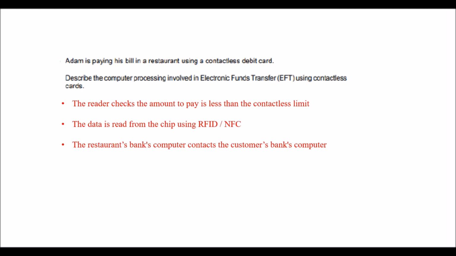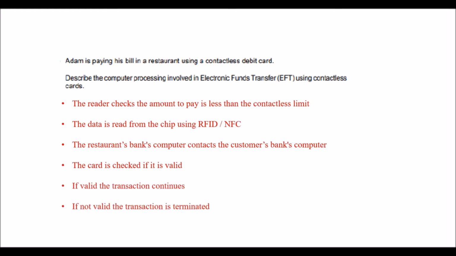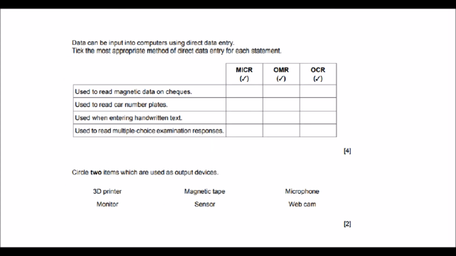The restaurant bank's computer contacts the customer bank. Then after that, the card is checked if the card is valid or not. If the card is valid, then the transaction will continue. If not, the transaction will be terminated and an authorization code is sent to the customer, so to authorize the transaction. Then the price of the meal is deducted from the customer's account. All right. Now take note of that.